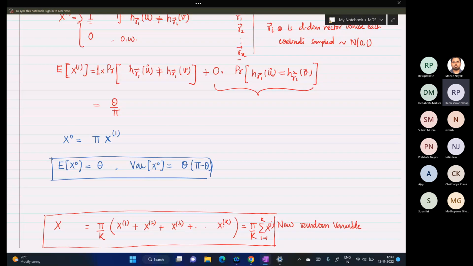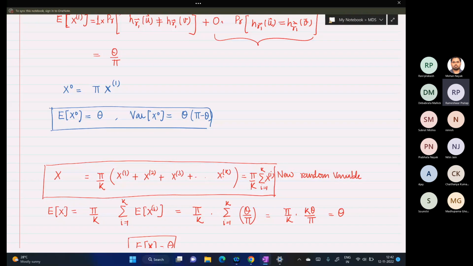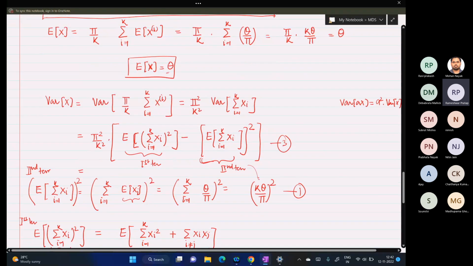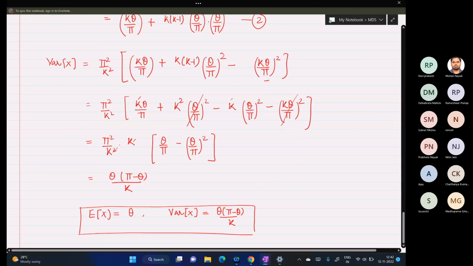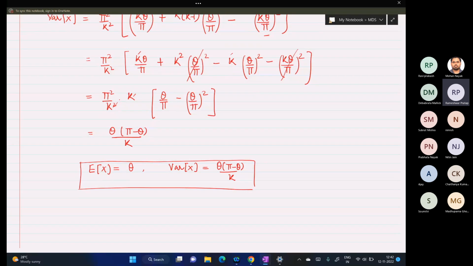So just to reduce the variance, we repeated it k times and designed a new random variable x and scaled it by pi by k. So after doing this, again our expected value of our new random variable is theta, but its variance is scaled by k. Right? So accordingly, we can choose the value of k so that our variance is within the limit that we want. So that is the motivation of repeating it k times. Okay, any doubt?